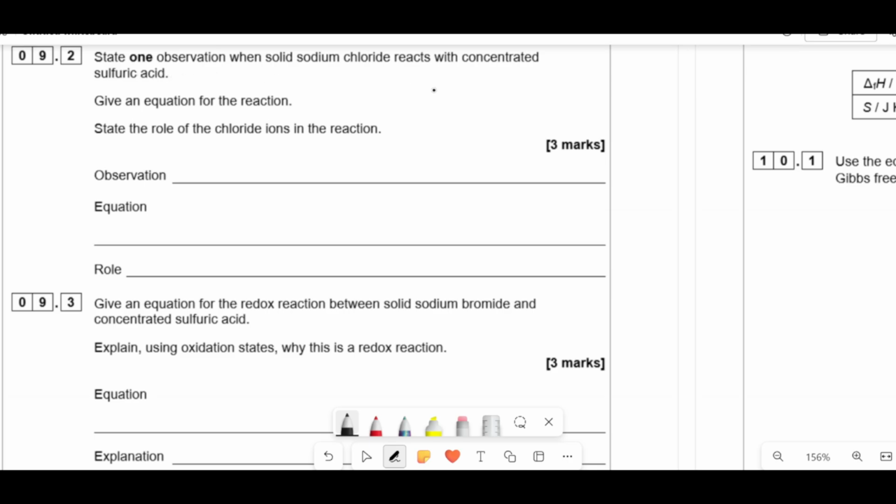So now it says state one observation when solid sodium chloride reacts with concentrated sulfuric acid. Give an equation for the reaction and state the role of the chloride ions in this reaction. So all the halides will react with concentrated sulfuric acid, and the first thing you'll get is NaHSO4 and a hydrogen halide. That's just one of those group 7 reactions that you've got to learn with sulfuric acid. In this case, it's going to be NaCl plus H2SO4. One of the products is going to be HCl. The other one is what's left behind, which is going to be NaHSO4.